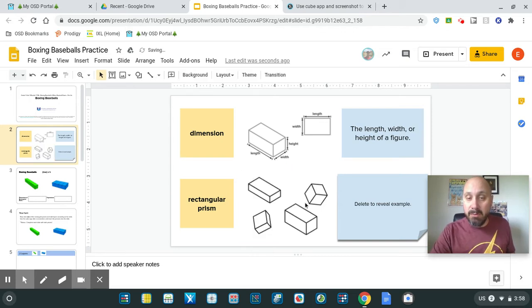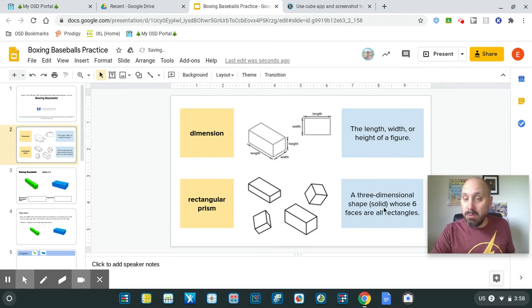So we have all of these rectangular prisms. You don't have to draw all of them, maybe one or two of them, just to remind you what a rectangular prism looks like. Then I would like you to write the definition: a three-dimensional shape, which is a solid, whose six faces are all rectangles. So all six, even though you can't see the faces in the back or on the bottom of these rectangular prisms, they're there and they're all rectangles. So a rectangular prism is different than a sphere or a triangular prism. So these are all rectangles, okay? So I want you to put the definitions in for those in your notebook.